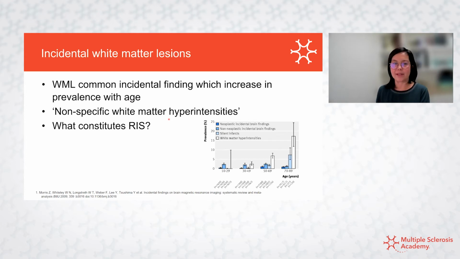So what constitutes RIS, when you're looking at all these patients who with increasing age have more and more white matter lesions? You'll see here that in the first couple of decades of life, you tend not to see white matter lesions. And it's said that you're allowed 1 per decade. So you'd see here this white box, this is the incidence of white matter lesions, and it's by far the most common incidental finding on a brain MRI.